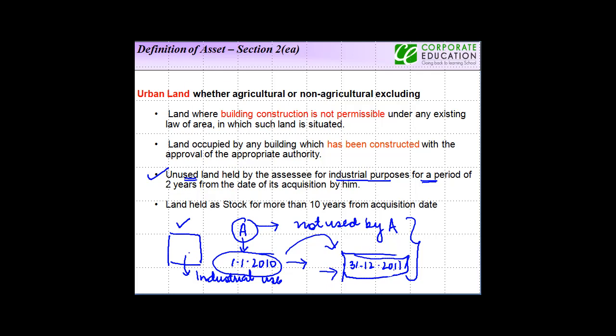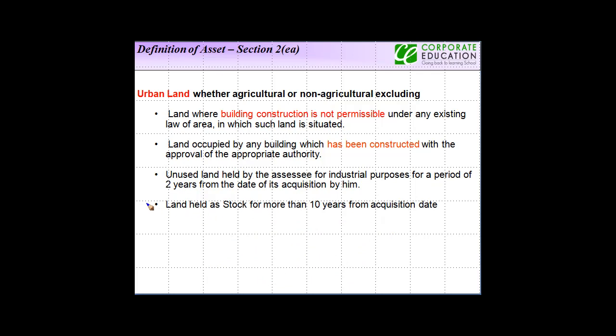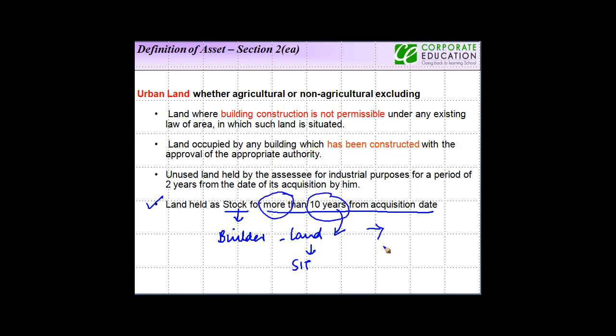And the next one is land held as stock in trade for more than 10 years from the acquisition date. So in the case of a builder who is holding land as stock in trade for more than 10 years from the acquisition date, if you hold it for more than 10 years, then it is not an asset. Right?